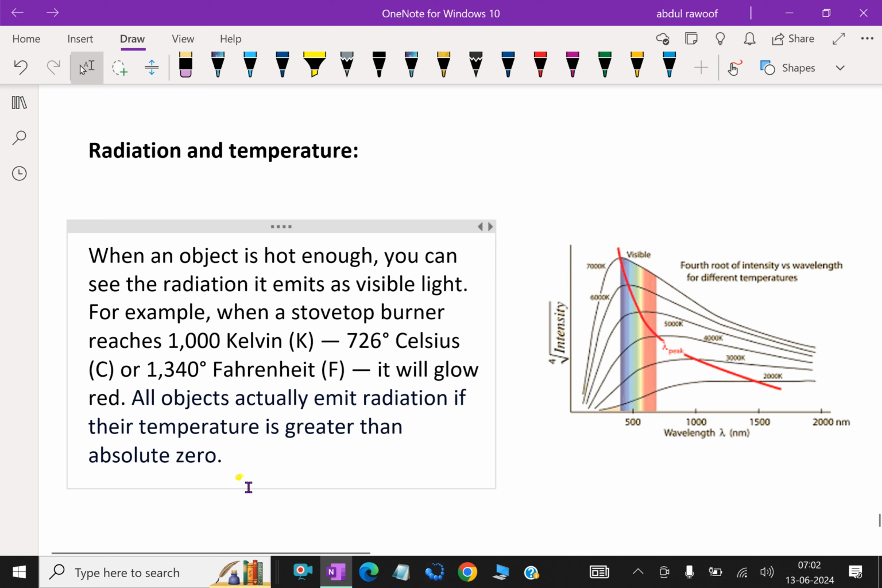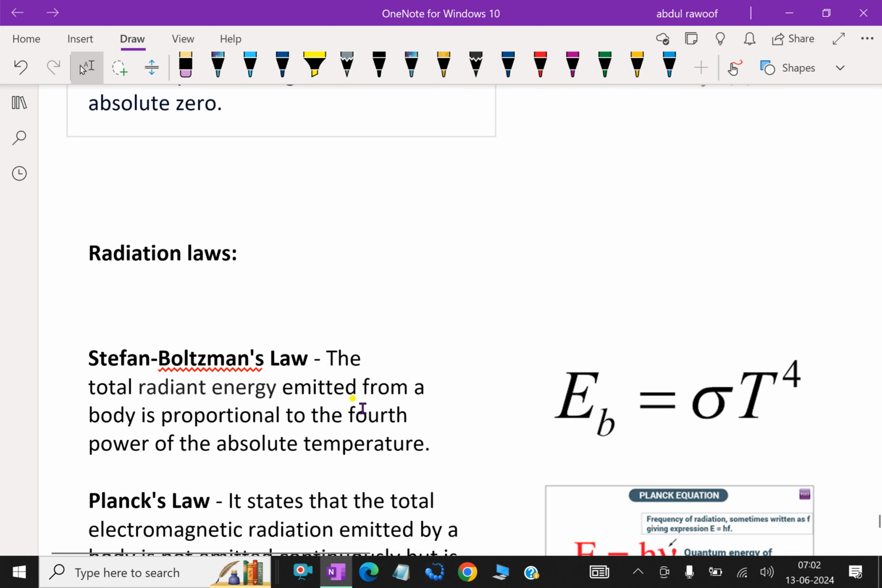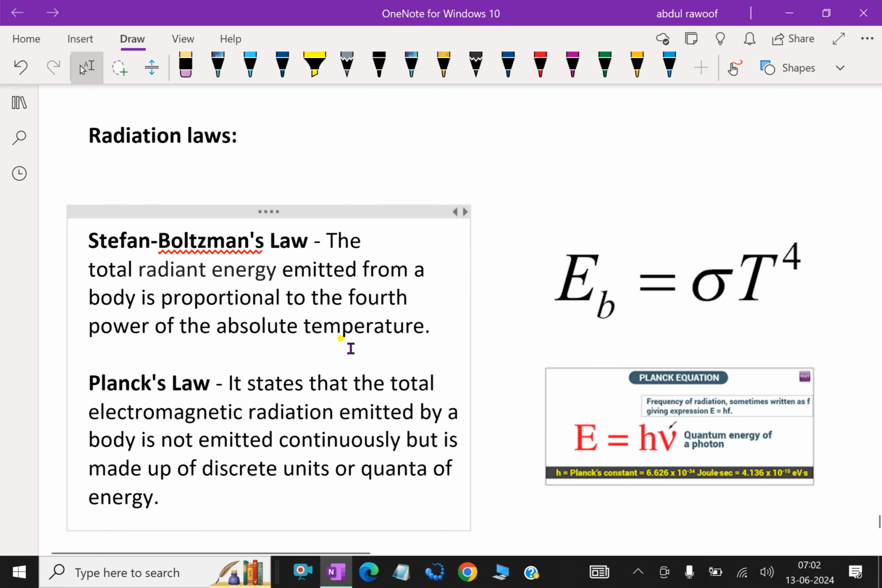Only at absolute zero is there no hotness. Above absolute zero, all bodies are a little hotter than others. If the temperature rises more and more, the body emits more radiation, so it becomes hotter and hotter. Now let us discuss radiation laws in short.